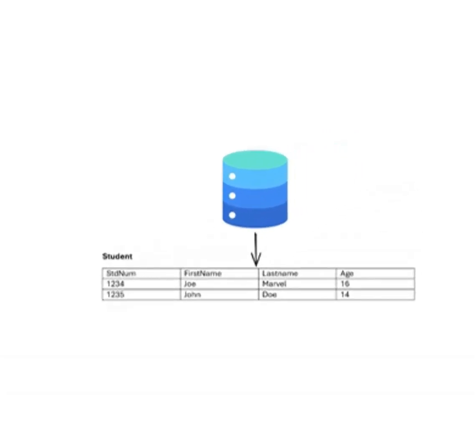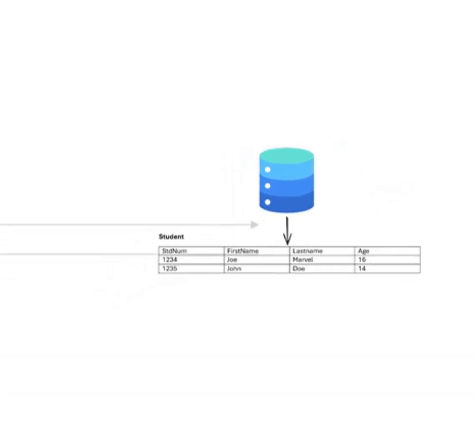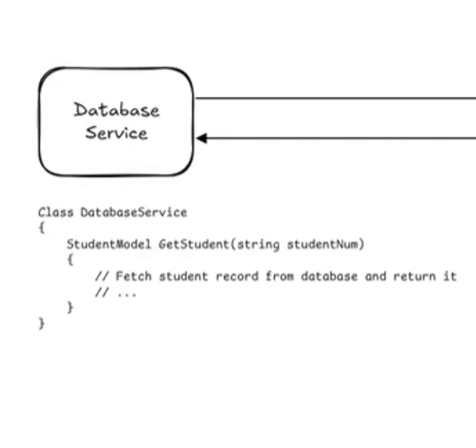Assume that we have a database with a table in it, student, and we have students' records stored here. In our application, we create a database service class to allow us to work with database tables, and we can use it in all other classes that need to do something in the database. We have a GetStudent method in this class, which gets the student number as an input parameter and returns the student model object, which is a student record basically.